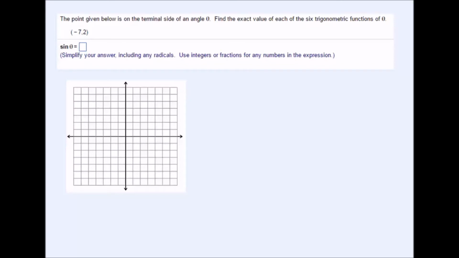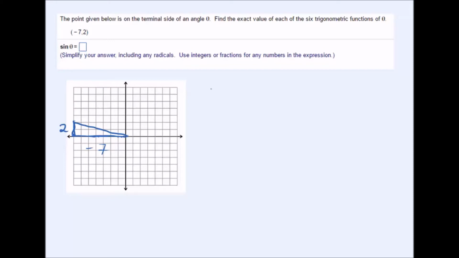It says, the point given below is on the terminal side of an angle theta. Find the exact value of each of the 6 trig functions of theta, and the point is -7, 2. So on a graph, what that looks like is you go -7 to the left, and then 2 up, and then you're going to draw and close in your triangle back to the center. So that's what the triangle looks like.